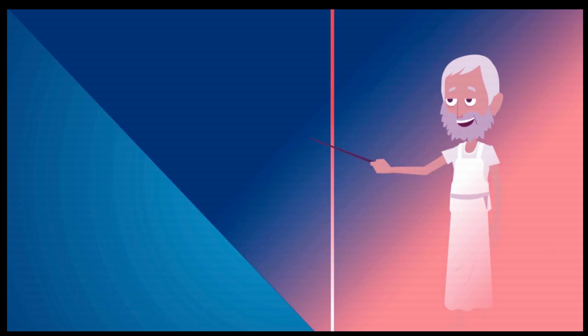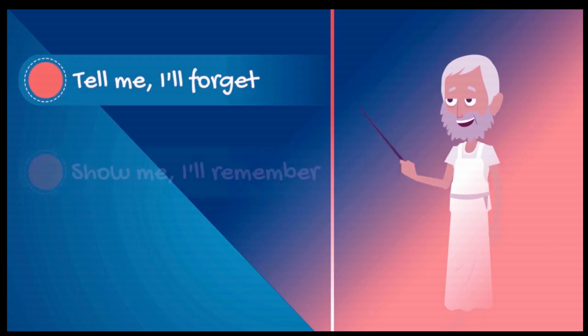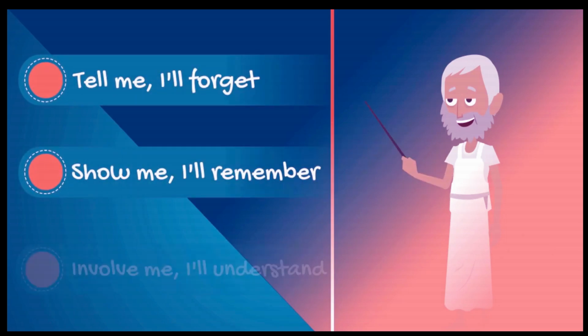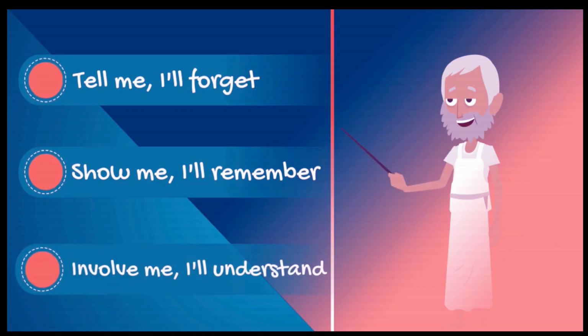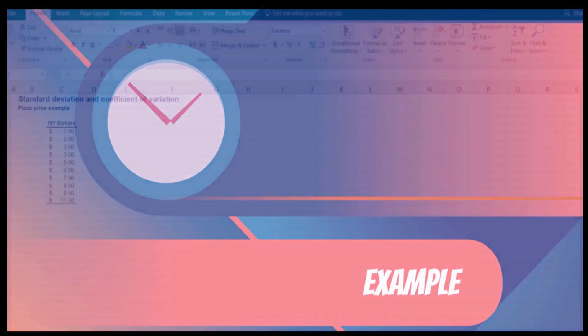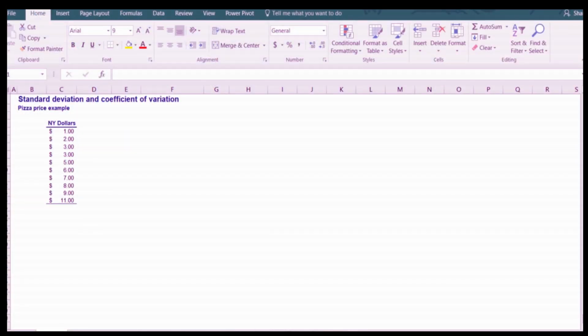Aristotle once said, "Tell me, I'll forget. Show me, I'll remember. Involve me, I'll understand." To make sure you remember, here's an example of a comparison between standard deviations. Let's take the prices of pizza at 10 different places in New York. They range from $1 to $11. Now, imagine that you only have Mexican pesos, and to you the prices look more like 18.81 pesos to 206.91 pesos, given the exchange rate of 18.81 pesos for $1.